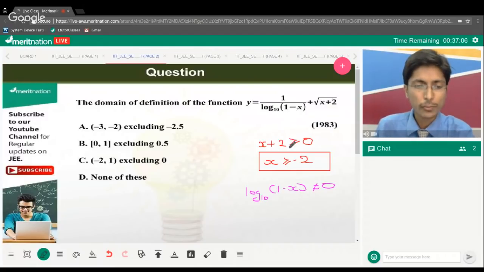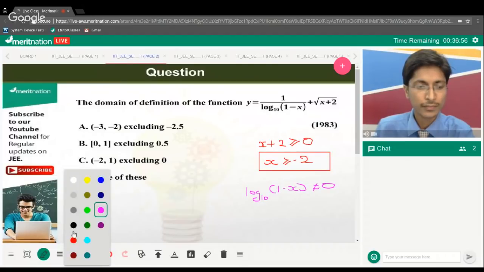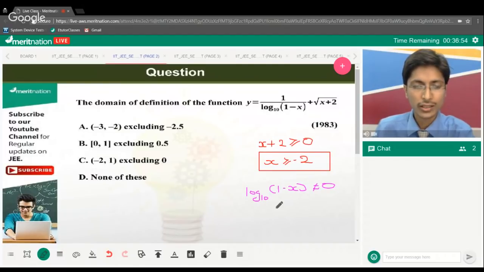So at what point will this give me 0? For that, the term which is written inside log has to be 1. So basically 1 minus x should not be equal to 1. Either you can take 10 to the right hand side, it will become 10 raised to the power 0. So basically x cannot be 0. So this is the second thing which is available with us.